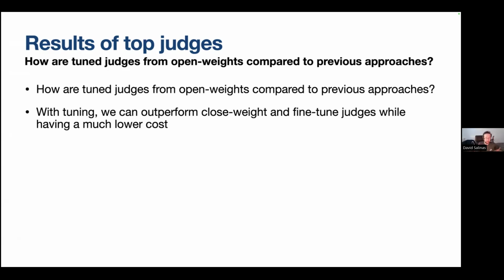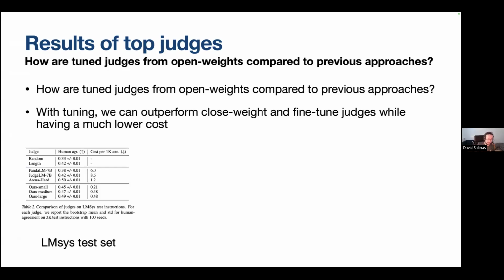So now I want to show empirically how it works. How does it compare with previous LLM judges, like close-weight models and so on? We have three benchmarks. The first is the LMSYS test set. I didn't say on what we compute the human agreement: we compute it on that dataset. We keep a set of instructions for validation, to run our algorithm and pick the best, and we report on the test set, instructions that have not been seen there.